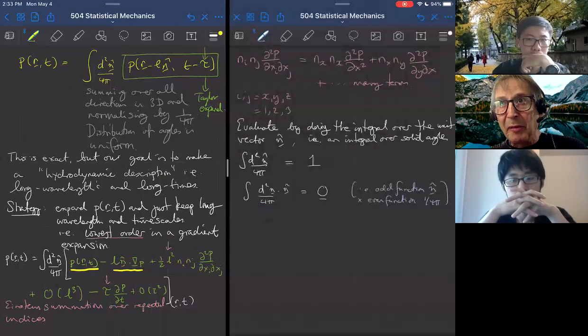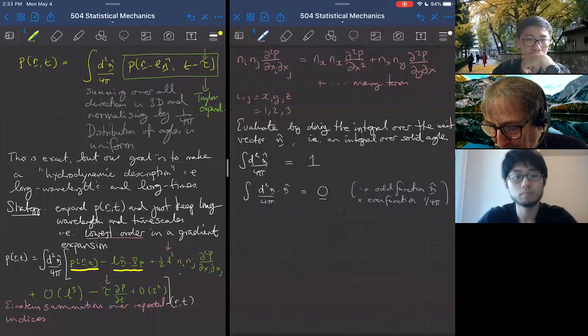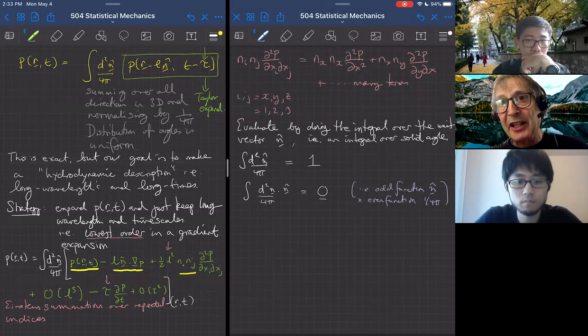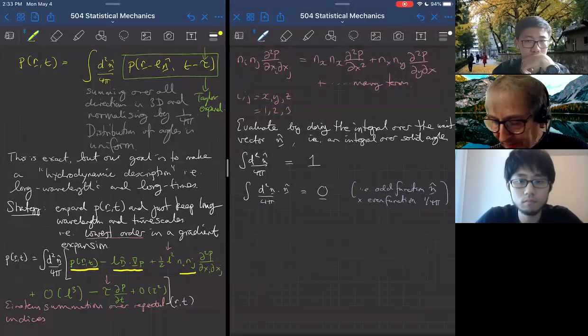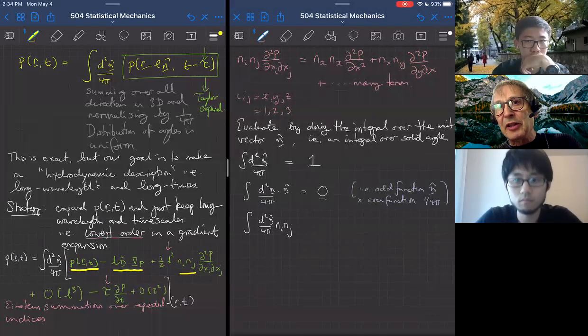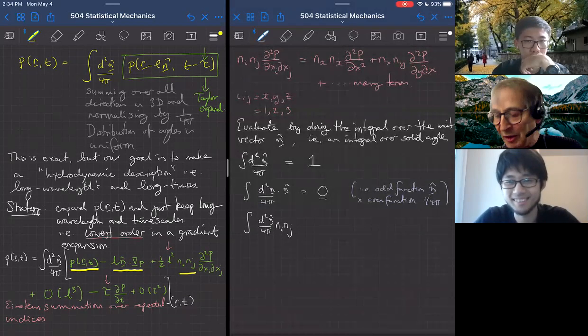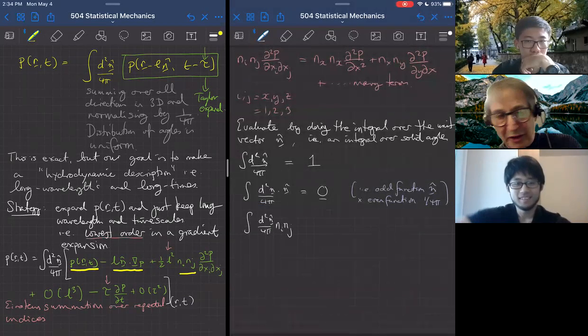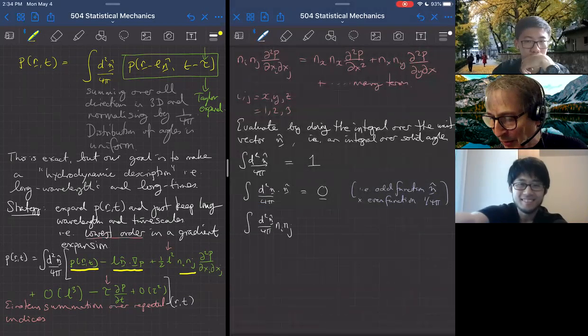And then the third integral that we have to do is this integral over here. So again, as far as this thing is concerned, d2p by dxi dxj is just a matrix with labels i and j, so it's just a constant. So the thing that we have to evaluate is this integral d2n over 4 pi ni nj. And if this was a real class, I would now take a break for a few minutes and ask you to try and do that. But I'm not going to do that. I'm just going to go straight ahead and tell you what the answer is.